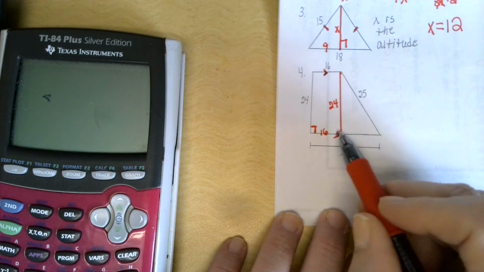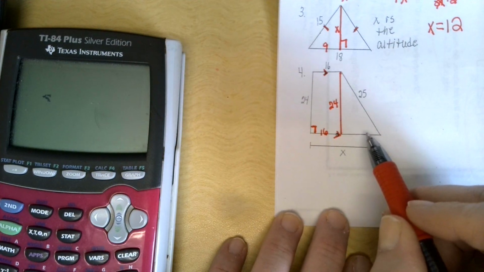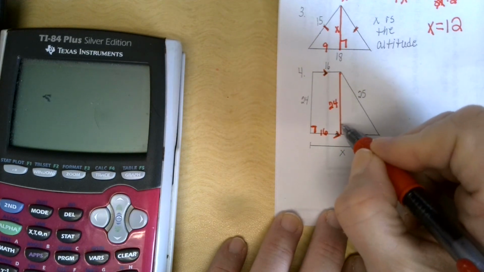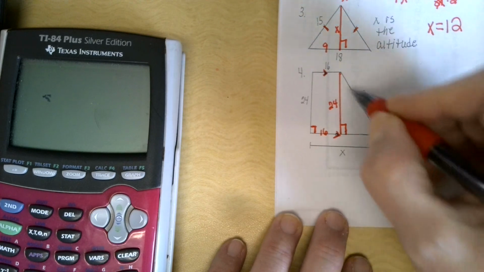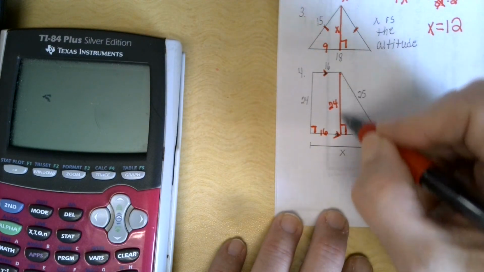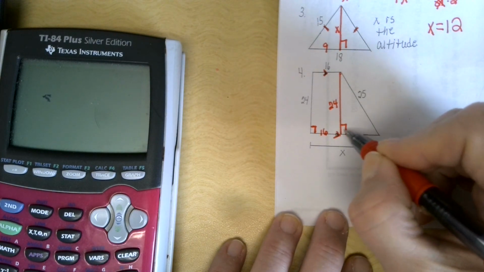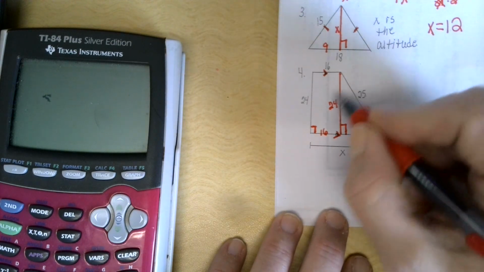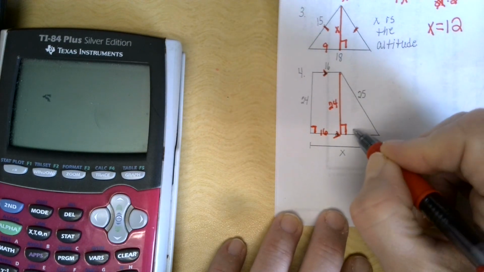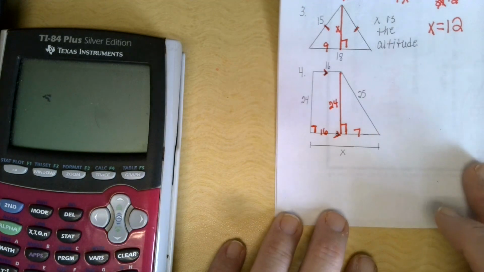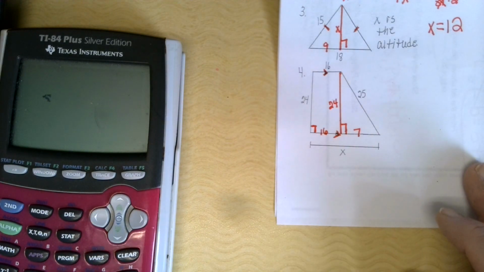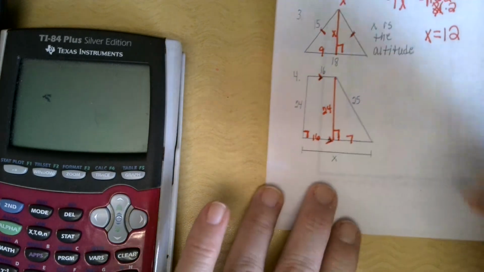So now we can get this piece right here based off of this triangle, because this is going to be an altitude as well. We're dropping it down, and it's going to be perpendicular because this is a right angle here. This is one of our Pythagorean triples. 7, 24, 25 is a Pythagorean triple. So what is that? 16, 23. So x equals 23.